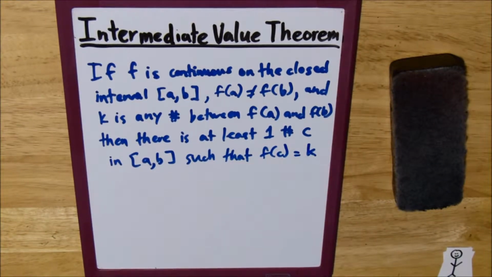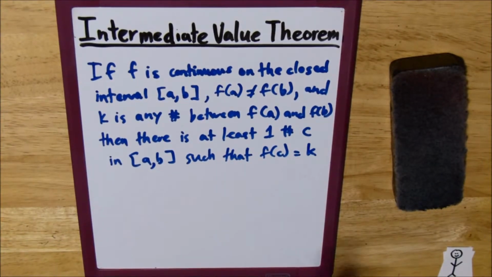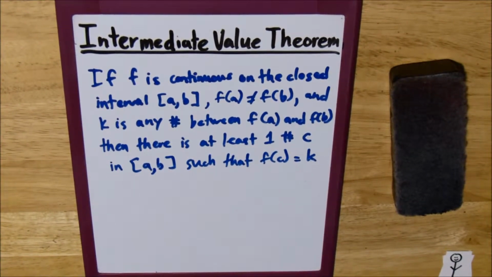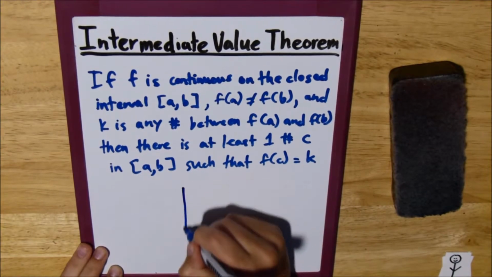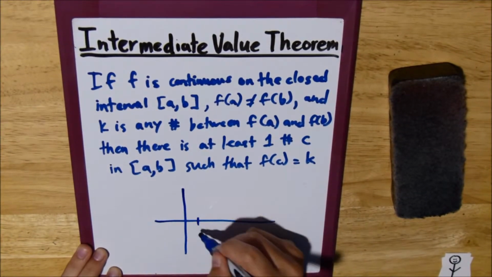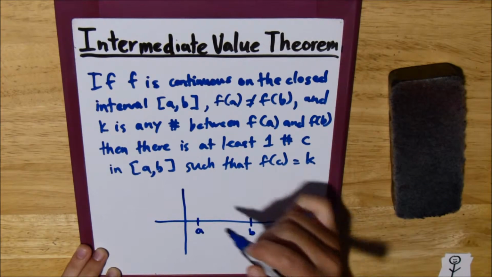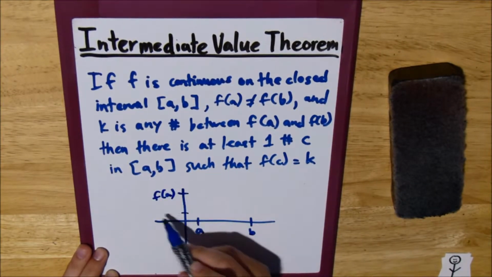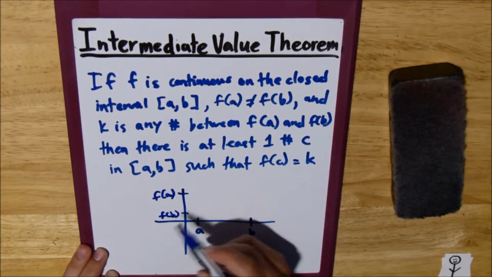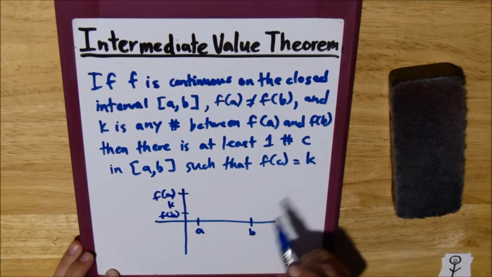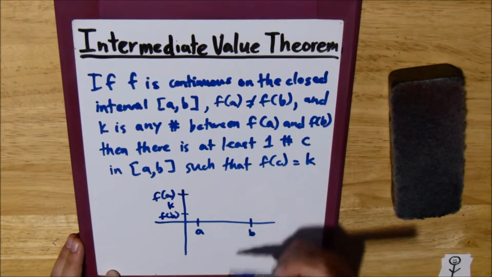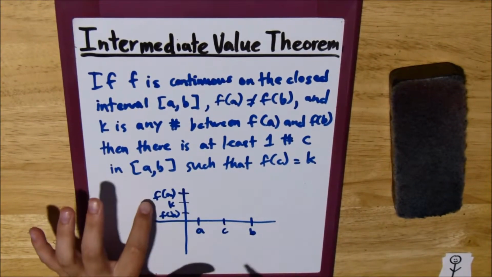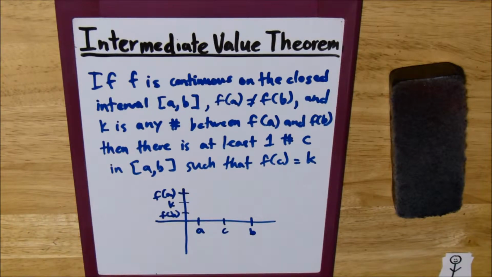Right? So that's great and all, but this is just a bunch of words, and they're really just kind of meaningless if you don't understand them. So let's draw a picture. Let's say here's our A, here's our B. Let's say our f of A is up here somewhere, and our f of B is here, and then let's say k is here. And since C has to be in between A and B, let's say it's here somewhere, and you'll notice that k is in between f of A and f of B, right?